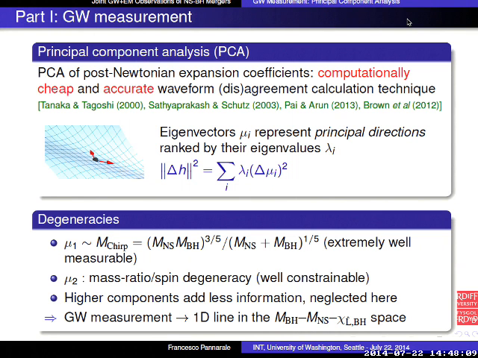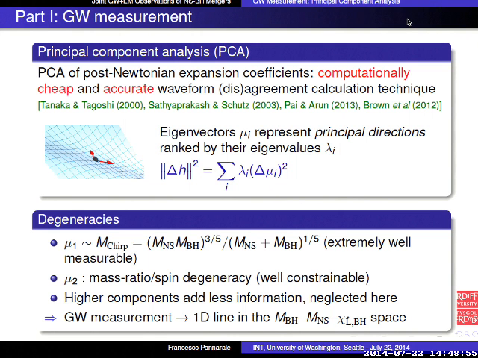And then we have this mass ratio spin degeneracy, the second principal component. This is something you can constrain pretty well, but you cannot give a definite number for one quantity and the other. You can give it for the degeneracy parameter, and this constrains the other two quantities. Then you have higher order principal directions in your waveform space. These are harder to constrain. They do give you some information, but we neglect them here. We just focus on the two that we can constrain pretty well.